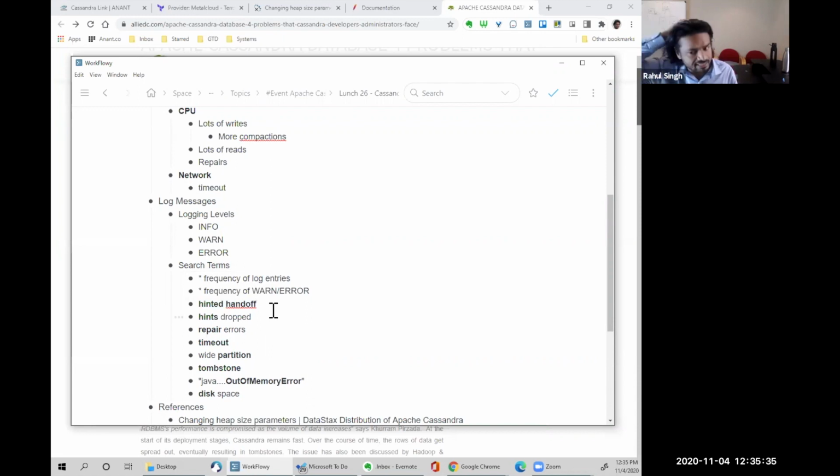But if we see a lot of hinted handoffs, that means that a node or a couple of nodes or many nodes are busier than normal, and for some reason, the hints are piling up and they need to be handed off all the time. So if we see a lot of hinted handoff issues, that means that we need to take a look. Are we too busy as a cluster, right? Is the cluster appropriately sized? Do we have too much traffic?